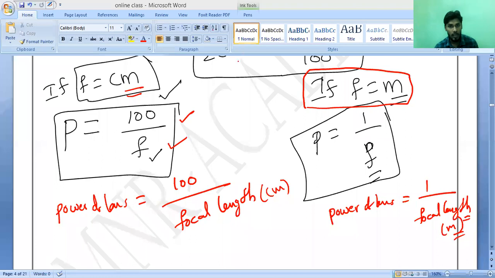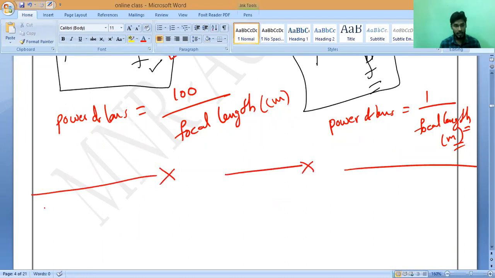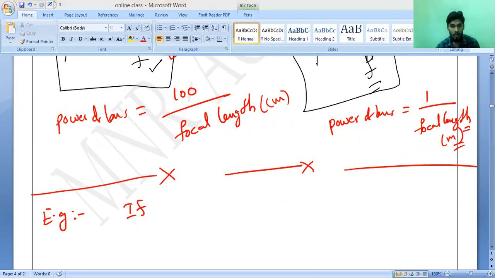So when we are using the power of a lens and the focal length is in centimeters, you can use the formula 100 by focal length. When the focal length is in meters, then power of a lens equals 1 by focal length. If you want examples regarding this, shall we start with two examples? Yes, sir. It is better. Examples you can write.